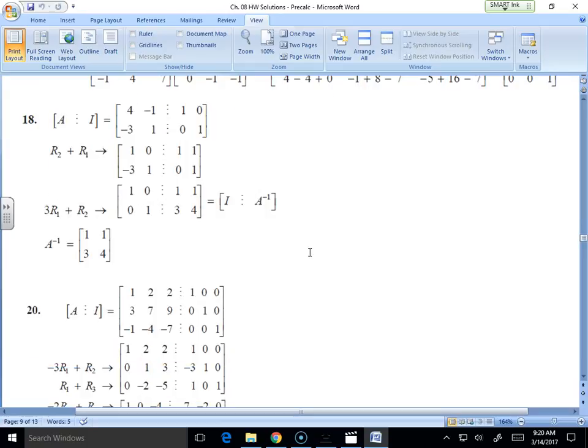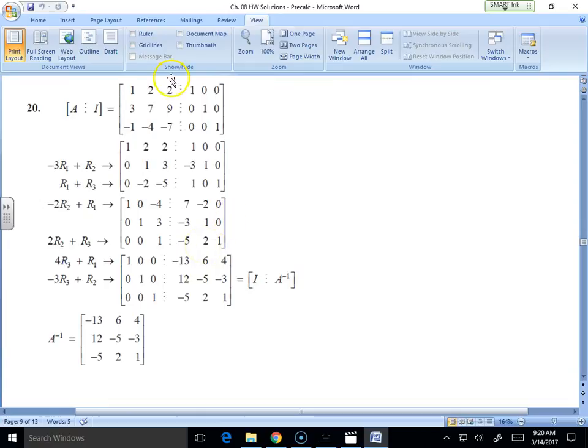Number 18. Solving for the inverse using the doubly augmented matrices, which you can use on the test. You can also use the formula for the ABCD method. You just need to know one of them, how to do an inverse by hand. Final answer for the inverse, 1, 1, 3, 4. Thank you, Ricky. Can you put it on my podium? There's a pile of them back here. 1, 1, 3, 4 for the inverse for number 18.